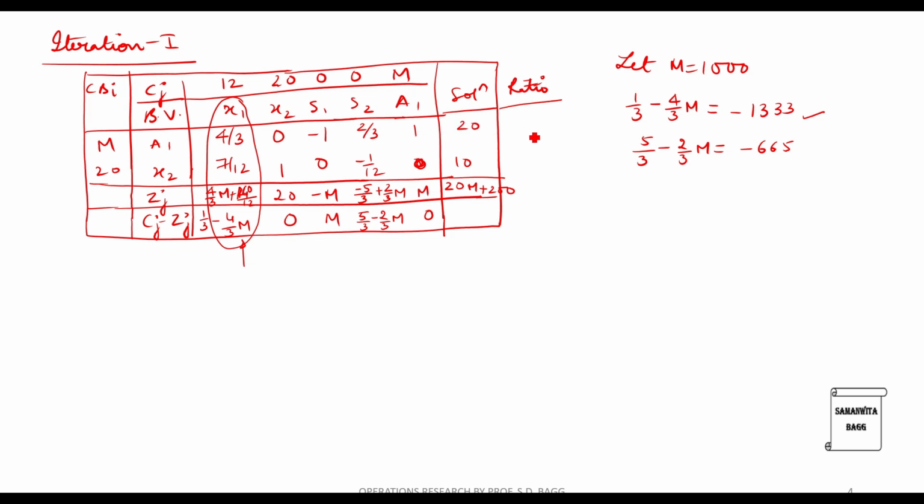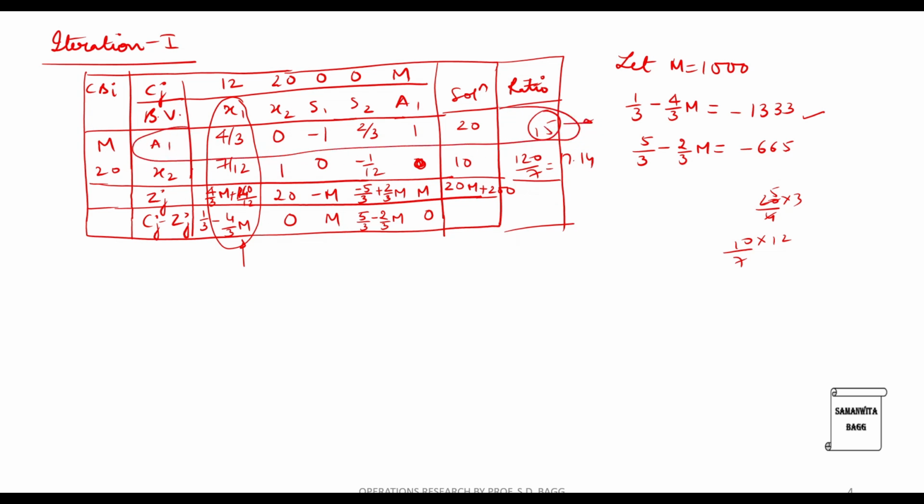So that is 20 upon 4 by 3. So this is 15, and this is 10 by 7 into 12. So this is 120 by 7, and 120 by 7 turns out to be 17.14. So obviously this value of 15 is smaller. Since this is smaller, A1 is now going to leave the solution. So I'll write down, since all Cj minus Zj are not greater than equal to 0, therefore optimality is not reached.